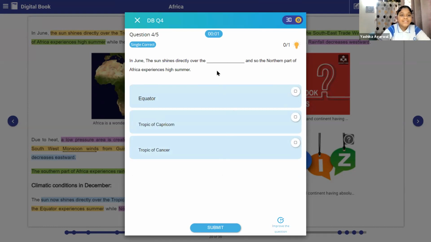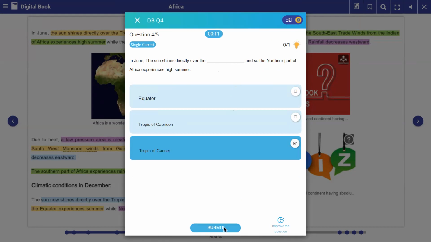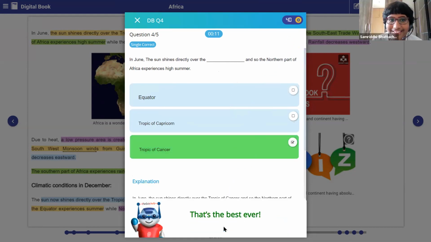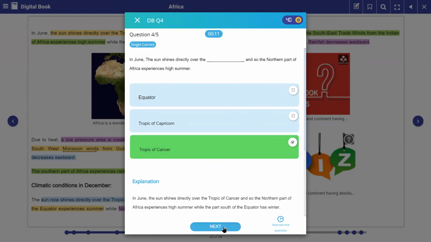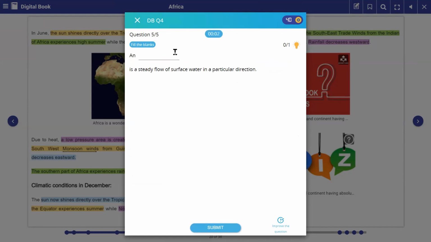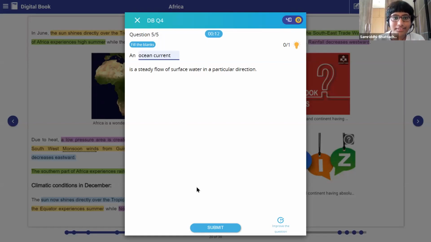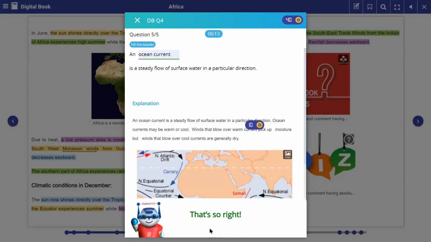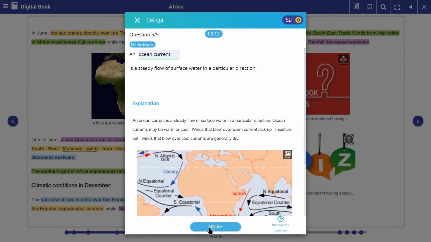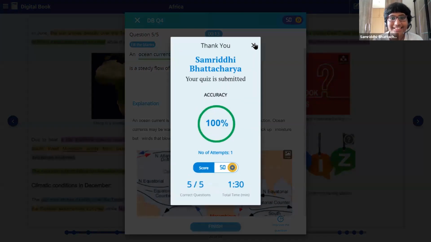Keep it up. In June, the sun shines directly over the dash, and so the northern part of Africa experiences high summer. Tropic of Cancer. Excellent. You have earned 40 euros. Keep it up. Next: dash is a steady flow of surface water in a particular direction. Ocean current. Very good. So you all have got 50 points. Very good, everyone. Keep it up. Thank you, ma'am.